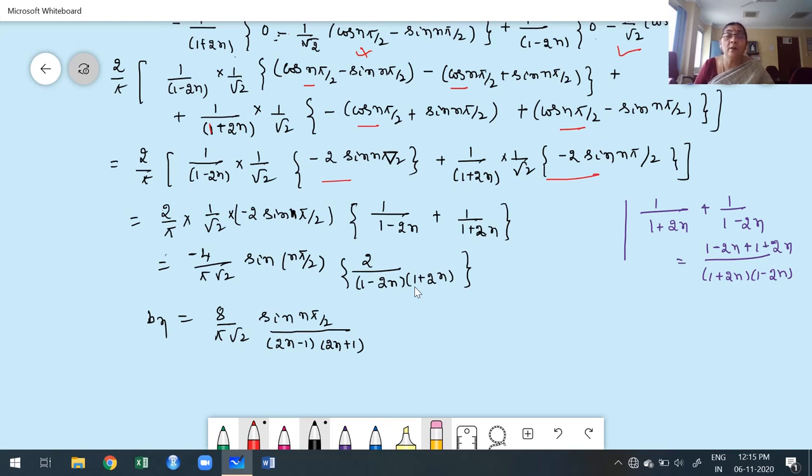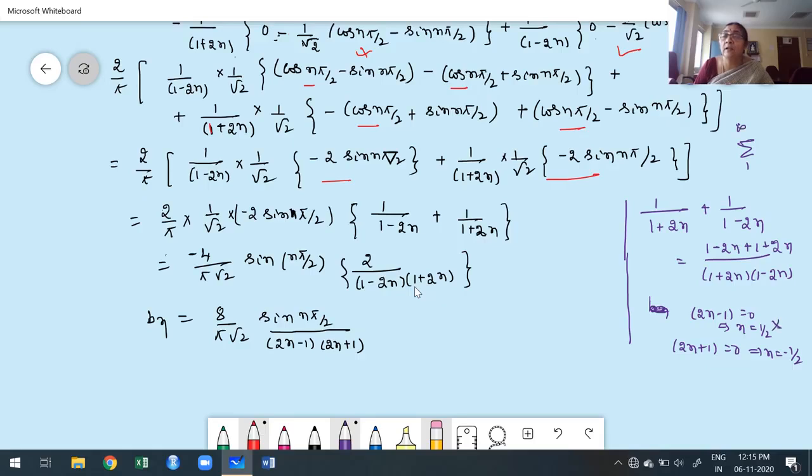You pick the denominator factors. Once we get bn, you pick the denominator factor. What is my bn factor? The denominator bn factors are 2n minus 1 equal to 0, and another one is 2n plus 1 equal to 0. From this, what is n? Half. From this, what is my n? Minus half. But our summation starts from 1 to infinity.